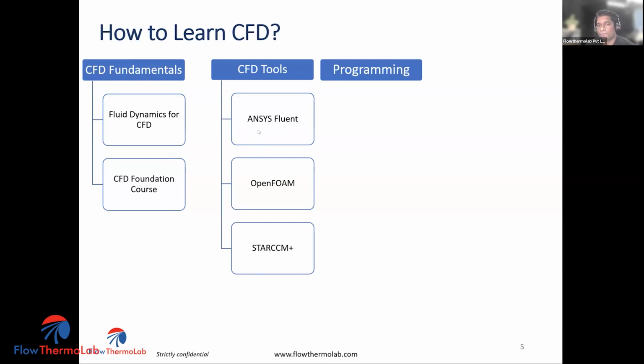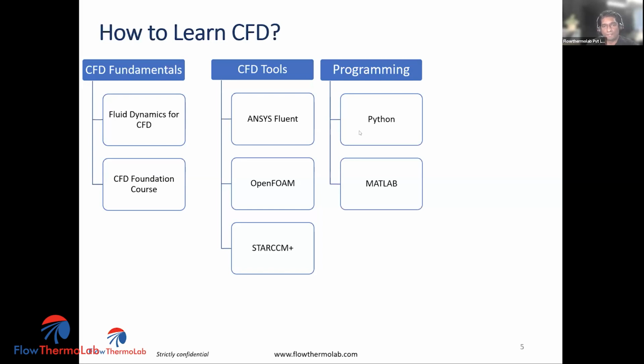And then also improve your programming skills. So learn Python, because if you want to automate things, if you want to do coding, write your own small codes, or do some scripting, you need some programming language. Python is a good one. Matlab is another one. C++. So we have all the courses, whatever I'm listing out here, on our platform. You can look into this.